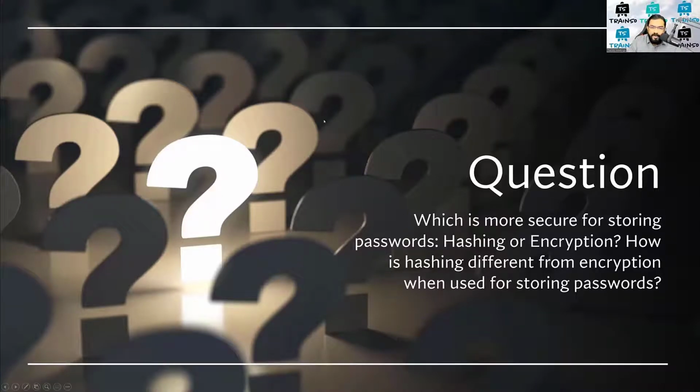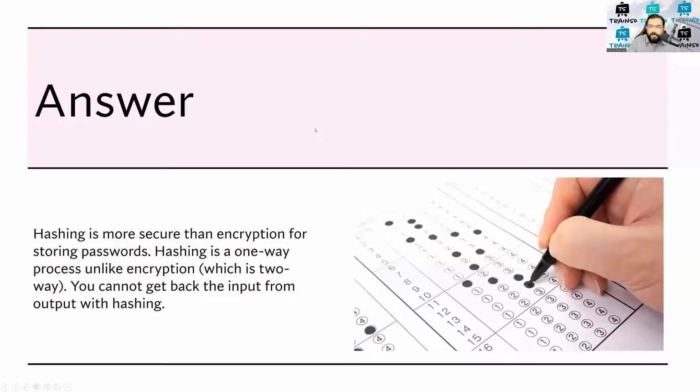In almost all databases, they store passwords as hashes, because hashing is a one-way process, unlike encryption, which is a two-way process. With encryption, you can convert plain text into ciphertext, and with decryption, you can convert that ciphertext back to plain text. With hashing, you convert your password into a hash and then store that hash in the database.